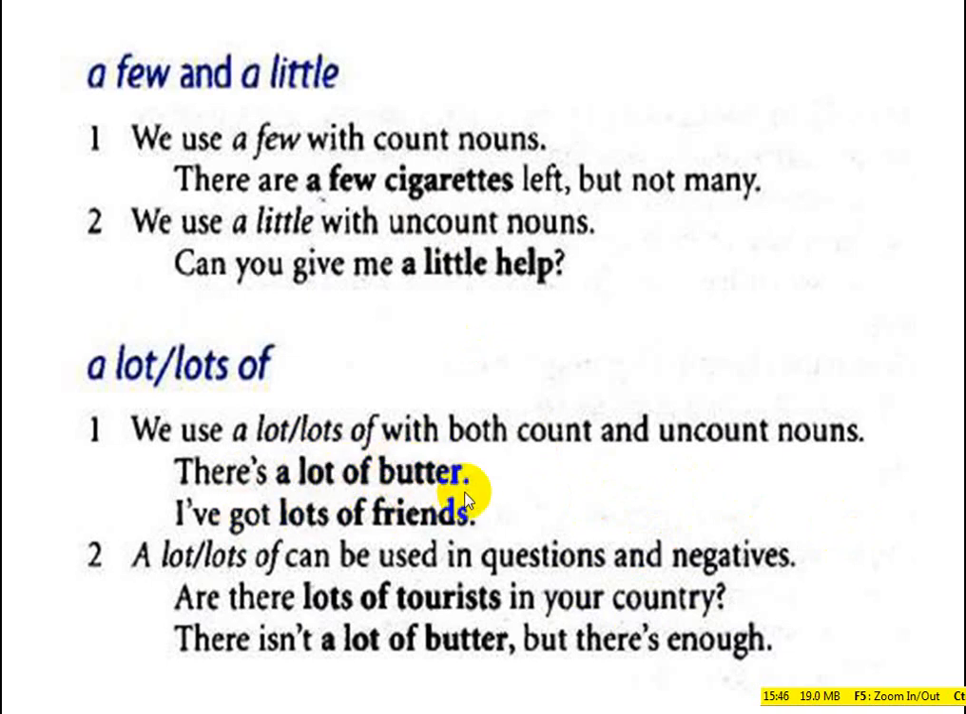I've got lots of friends. We use lots of with countable nouns. A lot, lots of can be used in questions and negatives. For example, are there lots of tourists in your country? Here we used lots of with a question. There isn't a lot of butter, but there is enough. Here we used a lot of with a negative sentence.